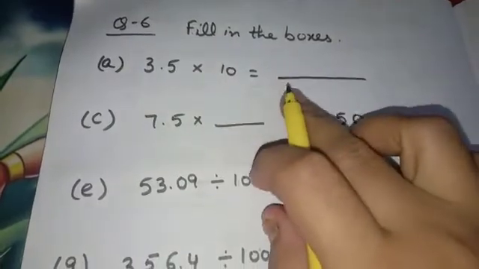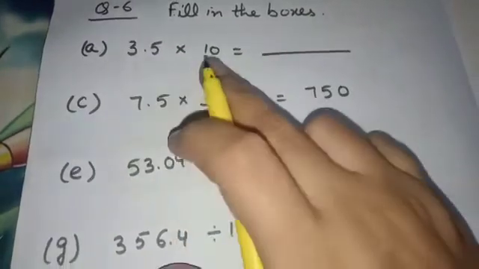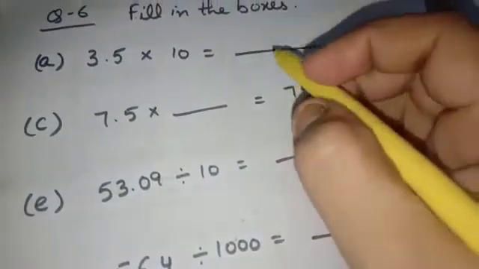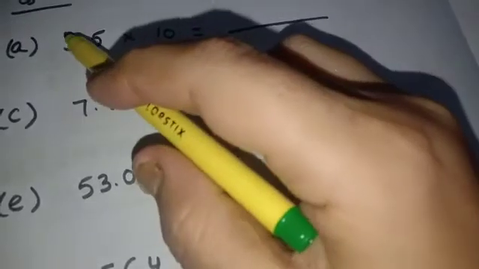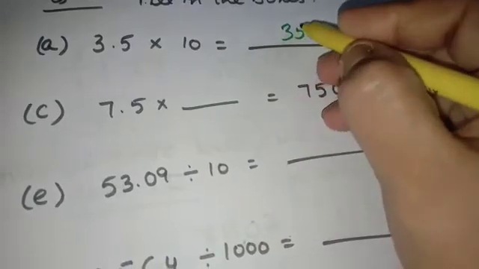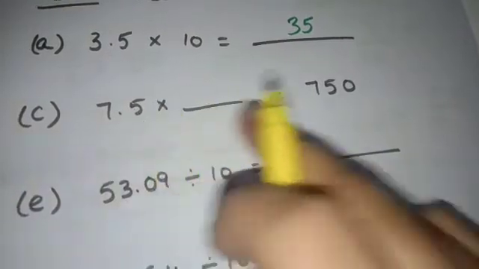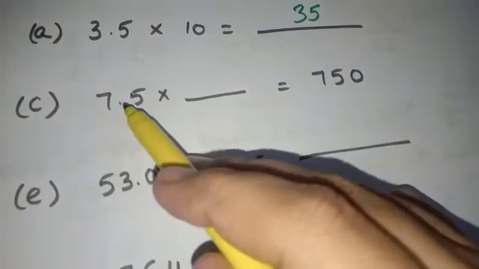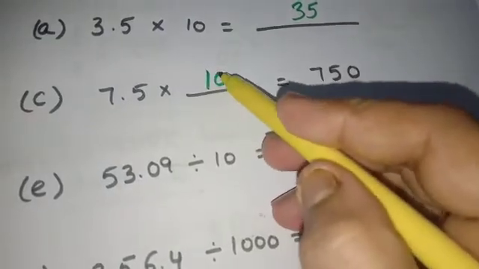This question also you will do in your book. Fill in the boxes. All parts you have already done such kind of questions, but let's discuss some questions. 3.5 multiplied by 10. Multiplied by 10, the number of 0s is 1. So the decimal will shift 1 digit to the right hand side. The answer will be 35.0, means 35 only. Here 7.5 multiplied by dash equals 750. The decimal has been shifted how many digits? 1, 2. 2 digits it has been shifted. So 100 will come here.